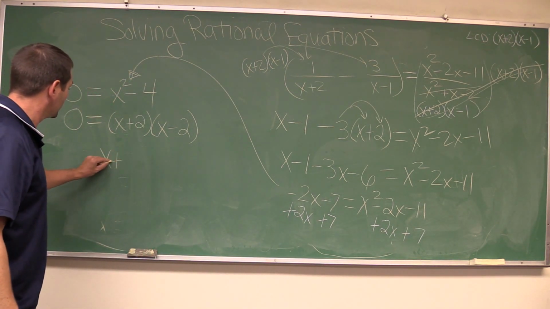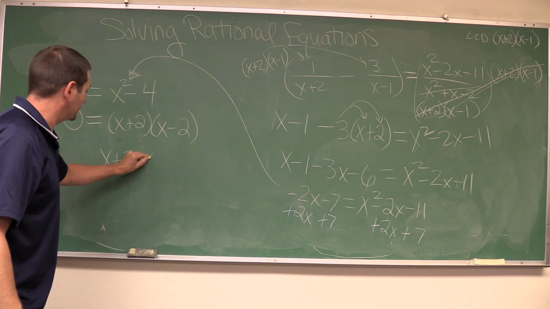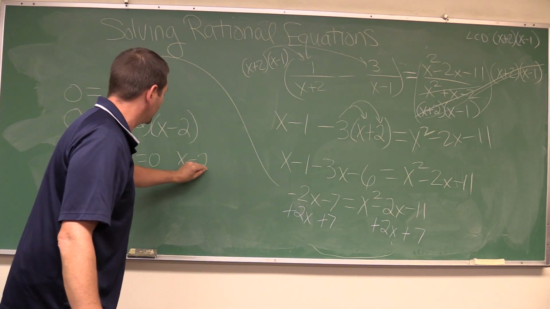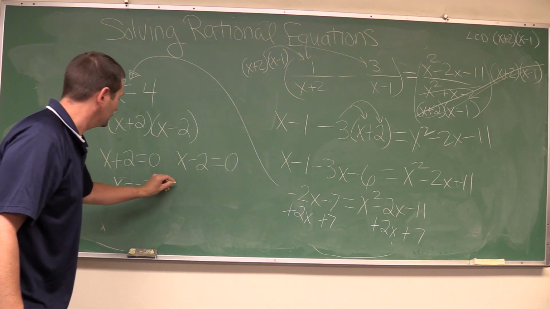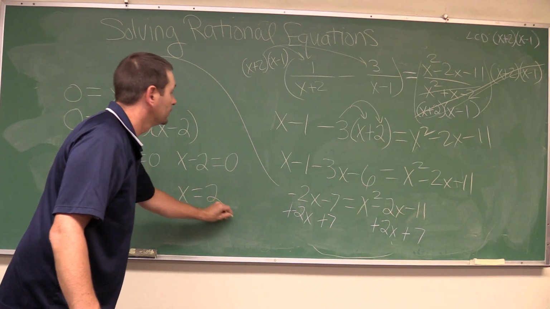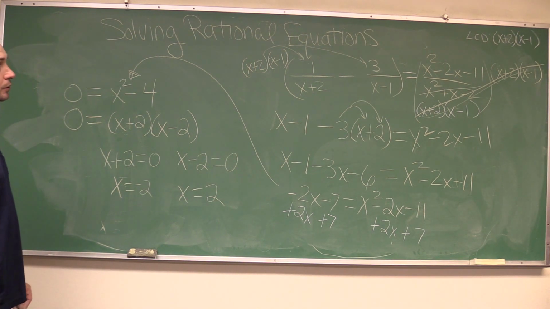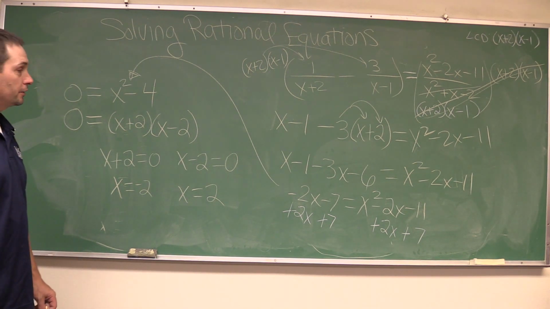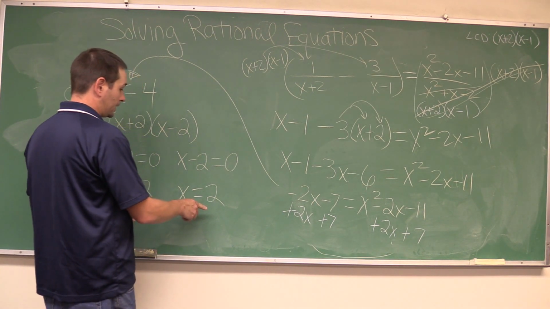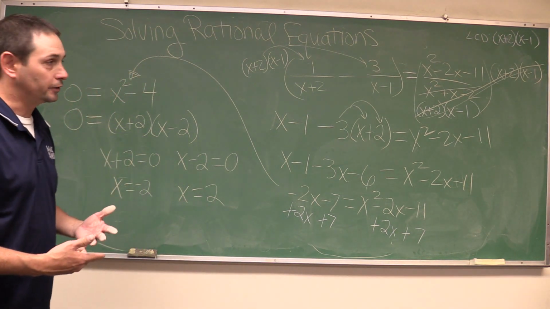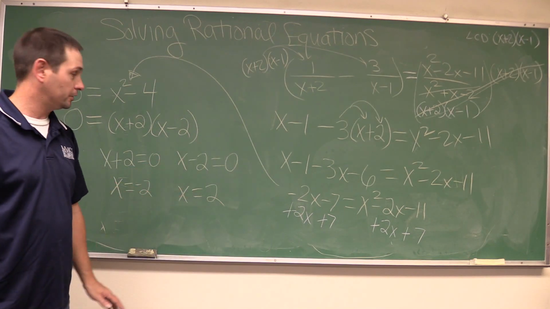So now I take each factor and set it equal to 0 individually and solve for my variable. And I should get x equals -2 and x equals 2. Now I have to really watch for, hey, do any of these actually have to be thrown away? I mean, do any of them make any of the denominators 0?